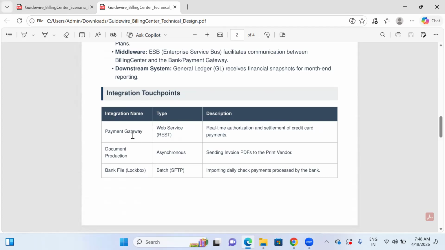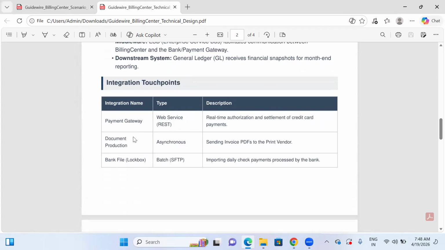The third is the bank file. For that we run batch processing using SFTP and so on, so that we can import daily check payments processed by the bank, etc. So these are the integration checkpoints, the integration touch points, which we should update at regular intervals.